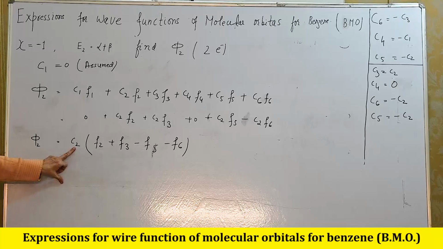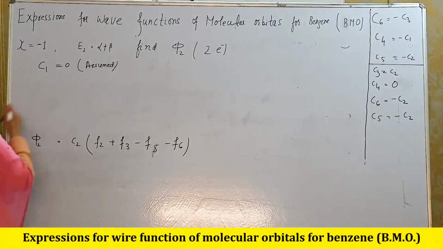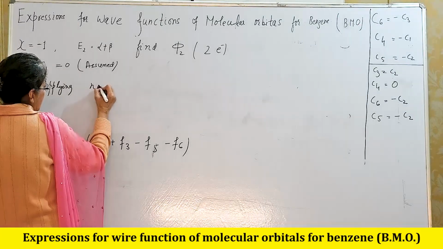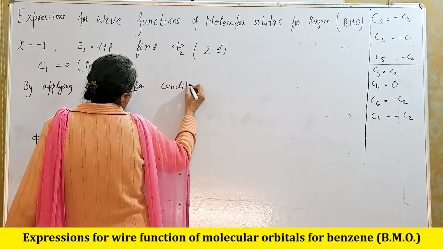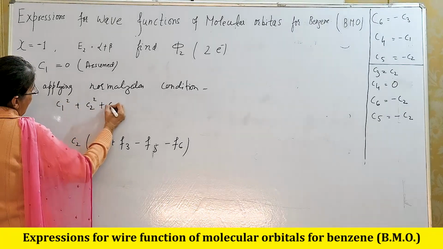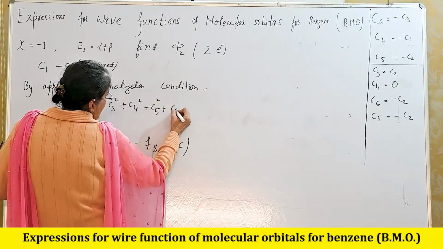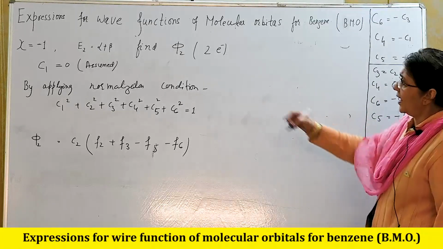Now we have to calculate the value of the C2 coefficient, and we apply the normalization condition. By applying the normalization condition, we know that C1 square plus C2 square plus C3 square plus C4 square plus C5 square plus C6 square is equal to 1. Though I have explained this in earlier videos, I will still explain how this comes.